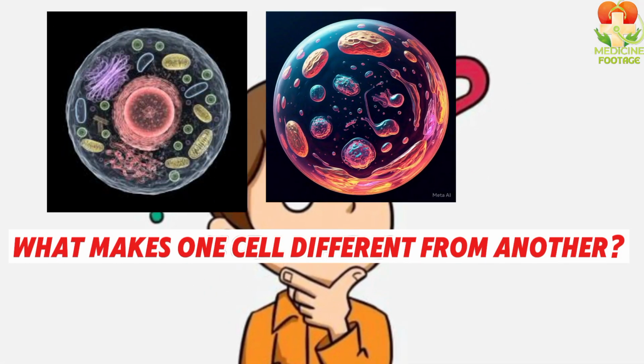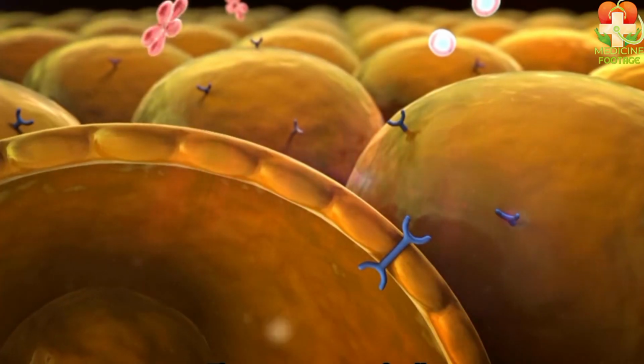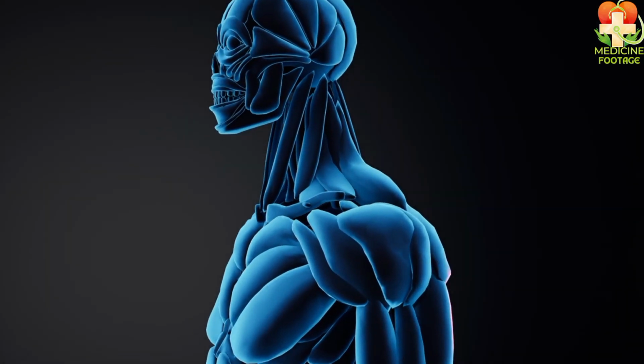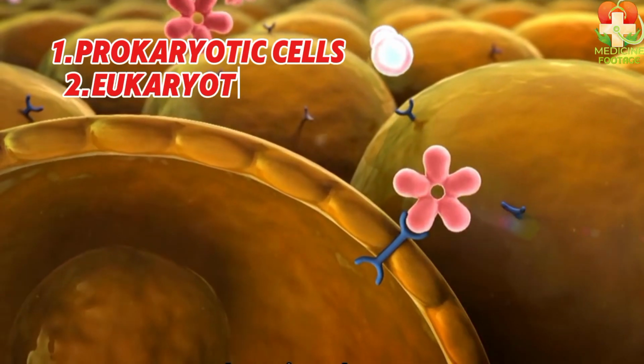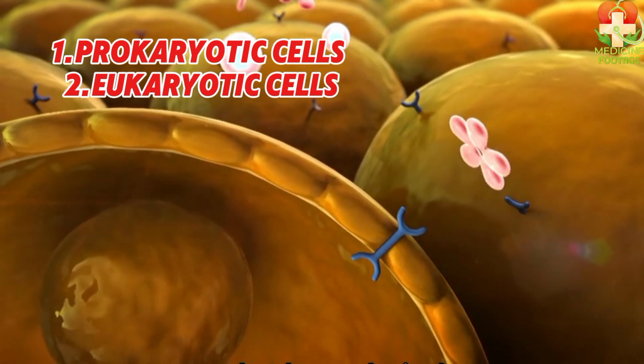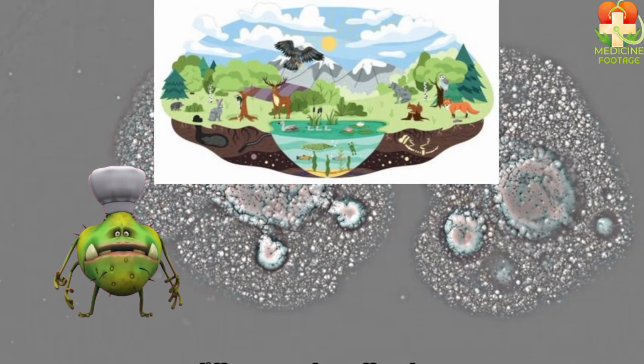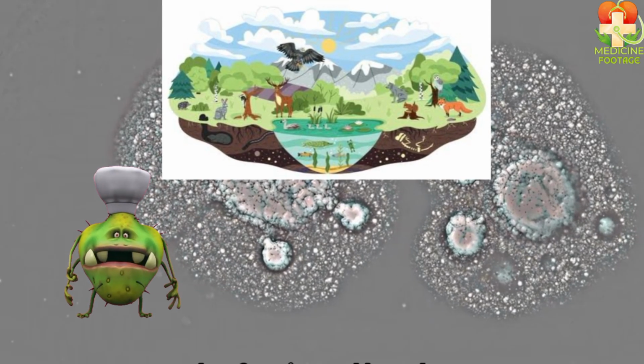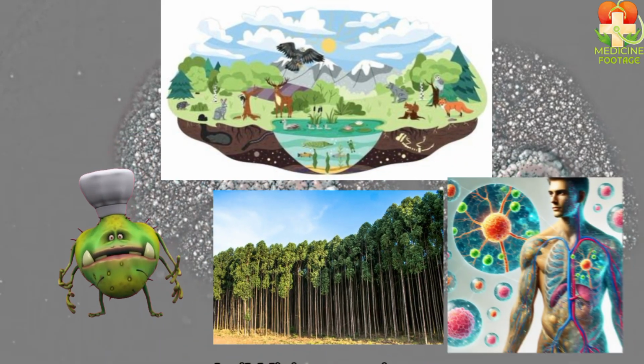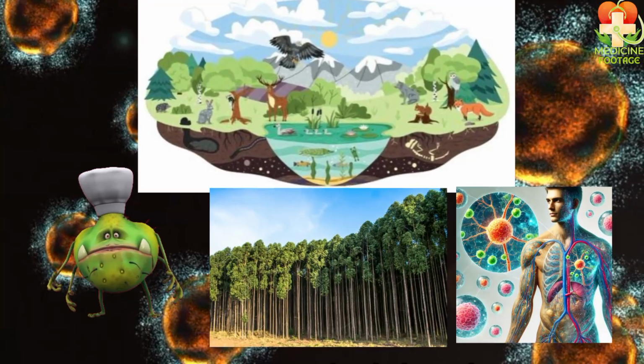Have you ever wondered what makes one cell different from another? It might surprise you that the very building blocks of life come in two distinct forms, prokaryotic and eukaryotic cells. These two types of cells power every living organism, from the tiniest bacteria to the most complex plants and animals. But what sets them apart?